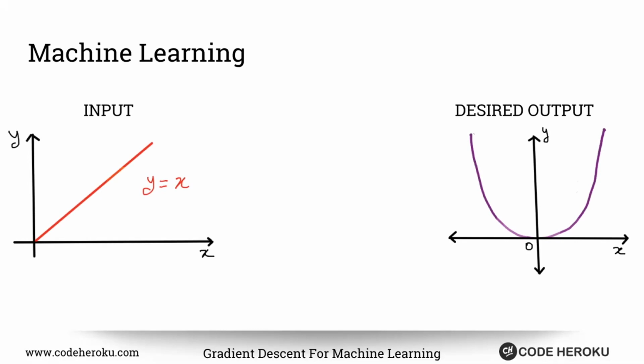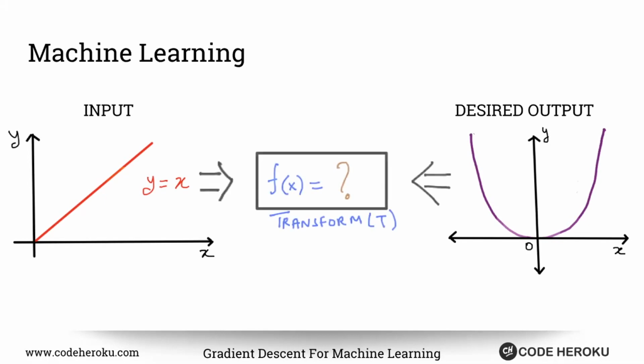Before this, we were given the input and the function, and we were told to calculate the output of this function. But now when you're doing machine learning, you are given the output as well. And your job as a machine learning engineer is to find the function which would result in this kind of transform. Okay, does that make sense?